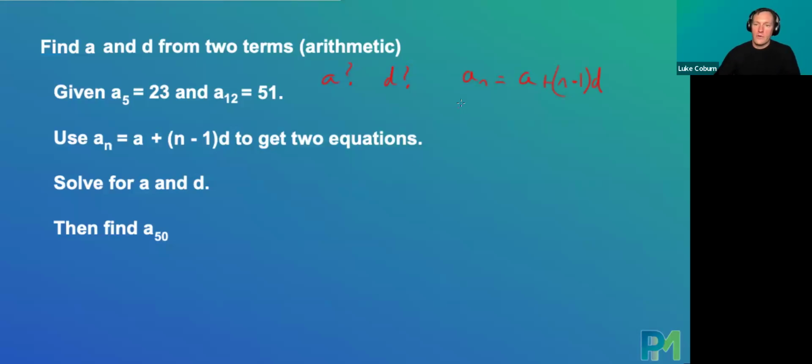So this is AN, and this time we don't know what the A is and we don't know what the D is, but we do know from the first one that when N is equal to 5, A5 is equal to 23. So we have 23 is equal to A plus 5 minus 1 times D. 23 is equal to A plus 4D.